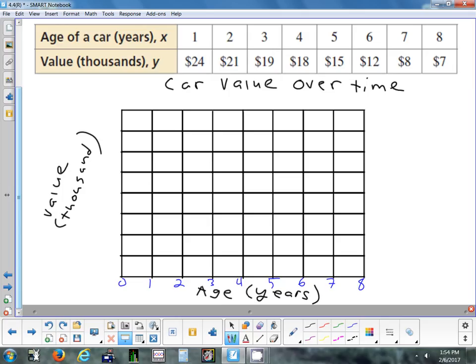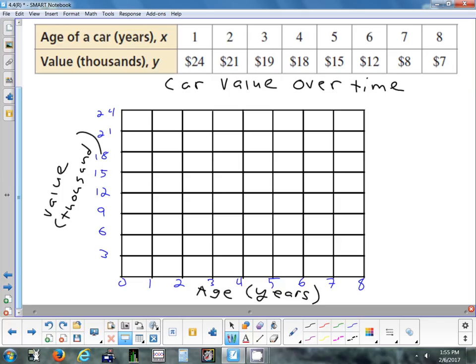So even if I go by 2s, that won't be enough. So we go by 5s. Could I go by 3s? Yeah, I think 3s would be just enough to fit it on this grid. So let's put 3, 6, 9, 12, 15, 18, 21, and 24 right at the top. So anytime you want to set up a scatter plot, that's the first thing you have to do. Label everything, and then set up your numbers.